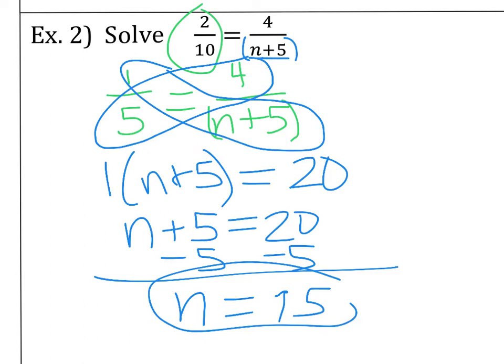Now, you can always check this, just like all our other problems. If I plug in 15 up here, I would get 4 divided by, let's see, n is 15, 15 plus 5 is 20. Does that reduce to 2 over 10? Yes. And both of them reduce to 1 over 5. All right, so we know this is correct.